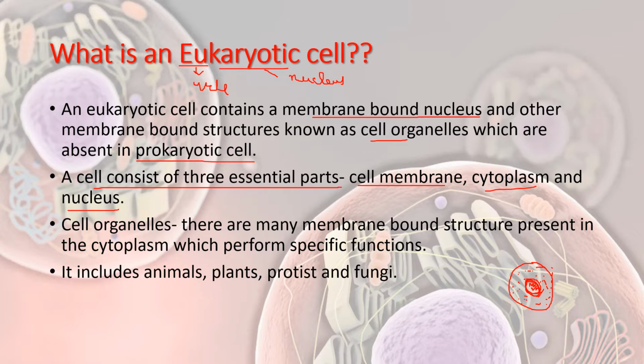What are cell organelles? There are many membrane-bound structures present in the cytoplasm which perform specific functions. These are known as cell organelles. They are almost completely absent in the case of prokaryotic cell. Eukaryotic cells are present in animals, plants, protists, and fungi.